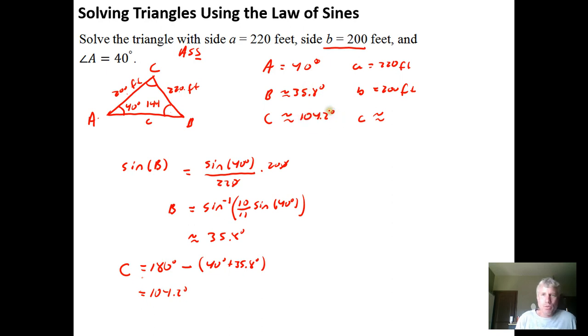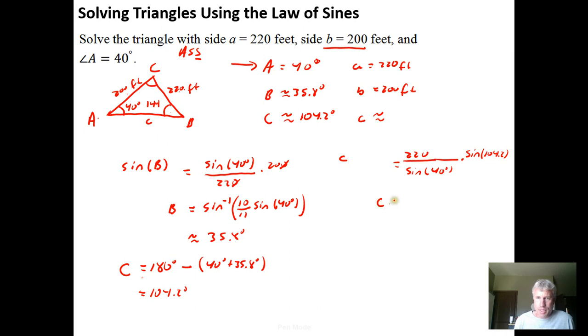There's my 104.2 degrees, and now I can get C, so it's going to be C over the sine of the angle C, 104.2 degrees, equals, I'm not going to use B in my calculation because I approximated that angle. I'm going to come up and use this original information. So it's going to be 220 over the sine of the 40 degree angle that's opposite side length A. Multiply both sides by the sine of 104.2, which will leave C by itself.